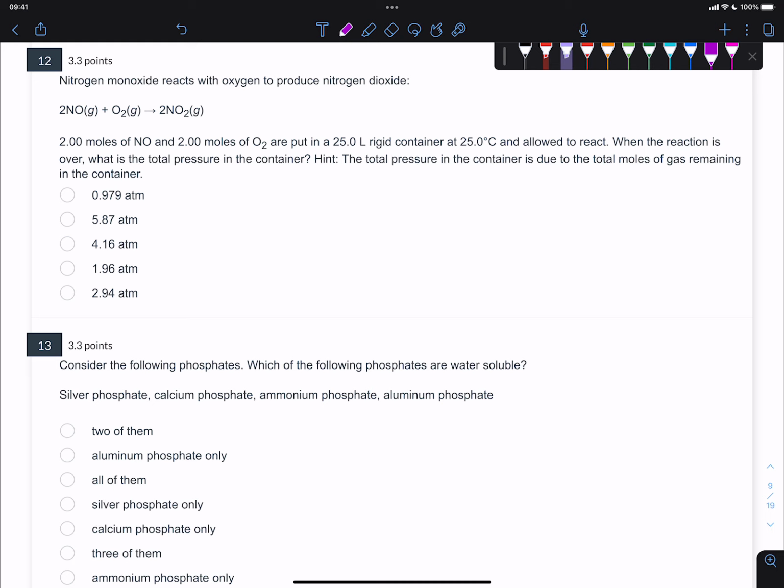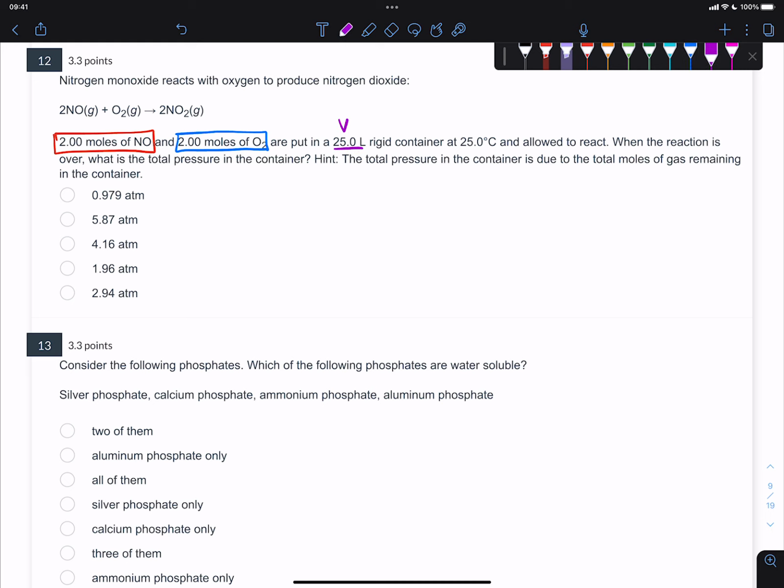This question says nitrogen monoxide reacts with oxygen to produce nitrogen dioxide. This is a gas phase reaction in the sense that everything is a gas at all times. We have 2 moles of nitrogen monoxide, and it reacts with 2 moles of oxygen to produce the nitrogen dioxide. This happens in a container with a given volume.